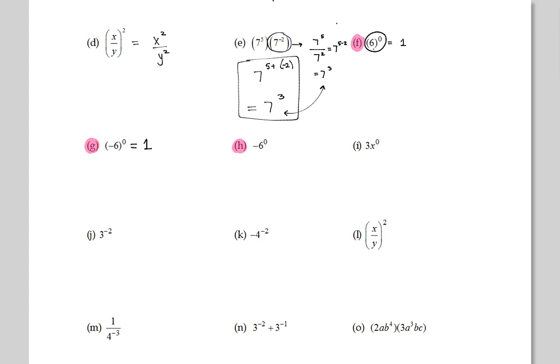However, for H, it's all about order of operations. You have to do the exponent before you multiply by the coefficient of negative 1. So it's negative, and then what's the answer to 6 to the power 0? Well, that's 1. And then negative 1 is negative 1. So that one's a bit of a trick. You've got to be careful on this one.